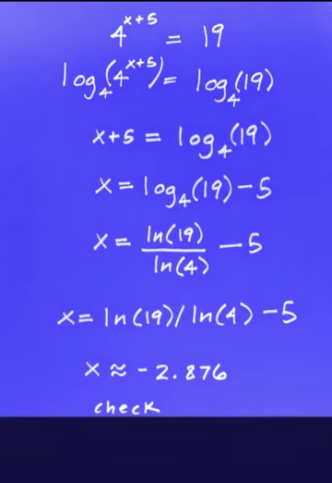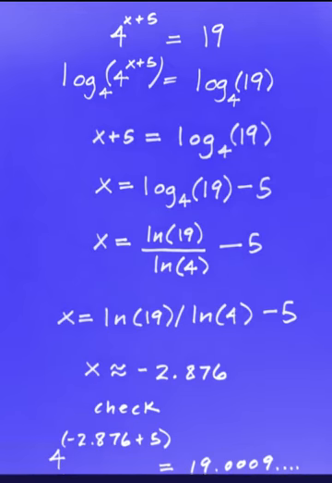And so if we check this, we can certainly just punch that into the calculator. And since we've rounded, our answer isn't going to be exactly 19, but it's close enough to show that we've got a close enough answer. And I hope that helps. Let me know if you have any questions.